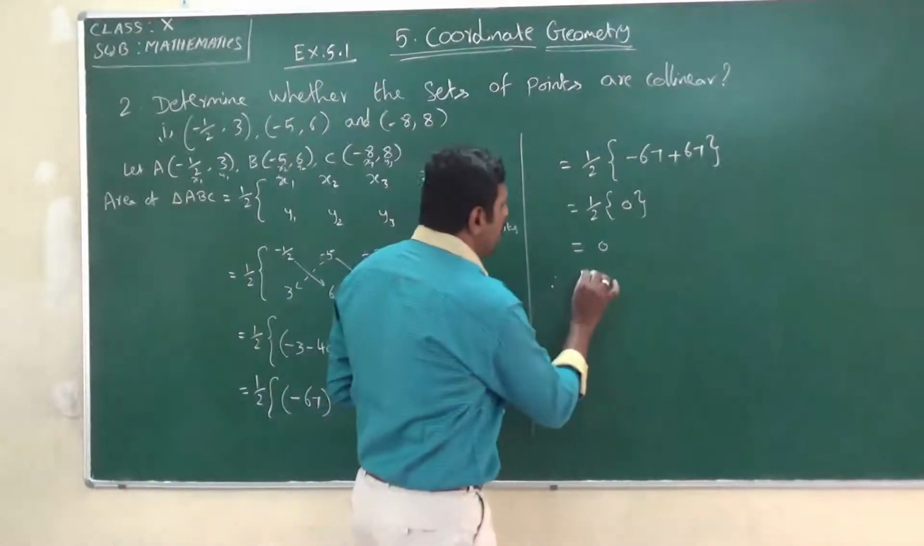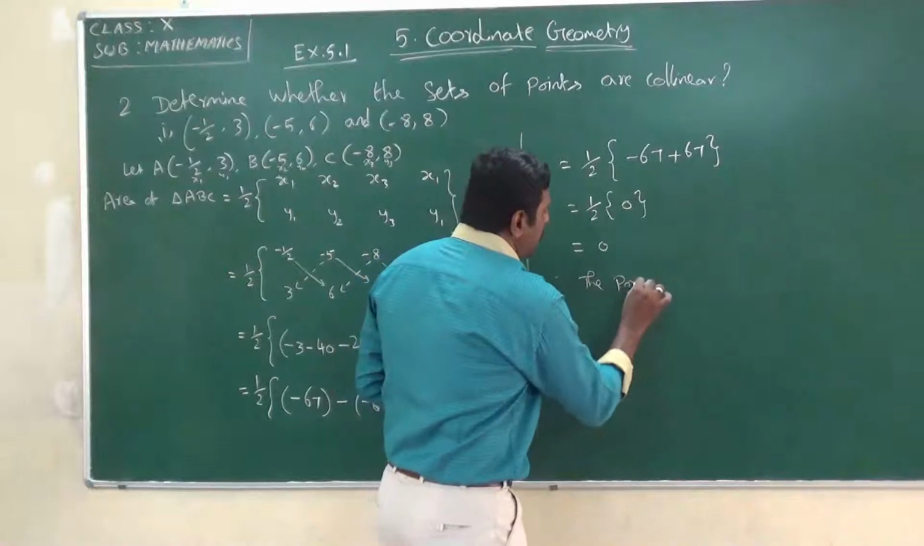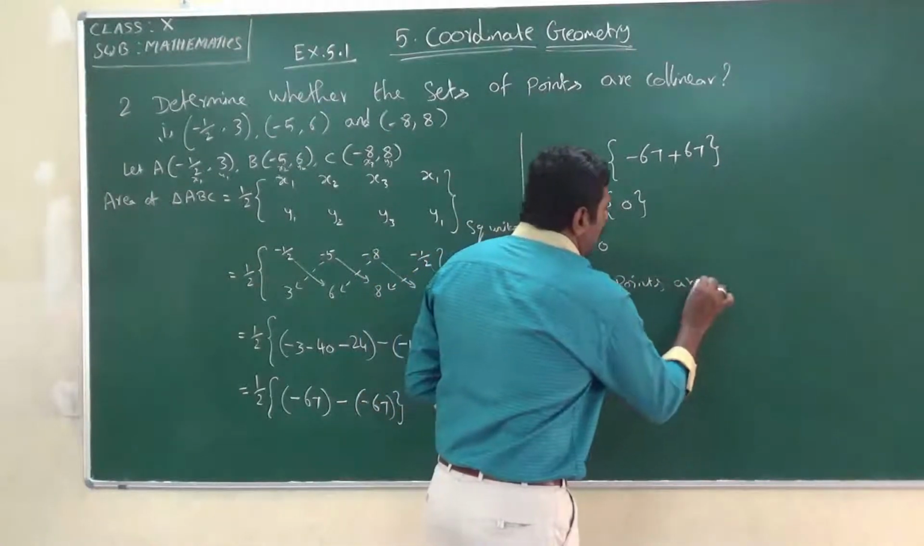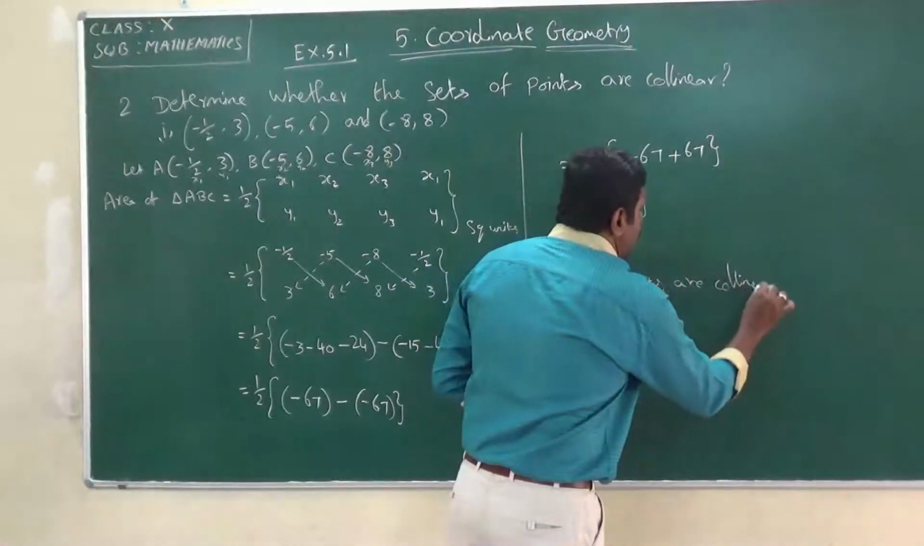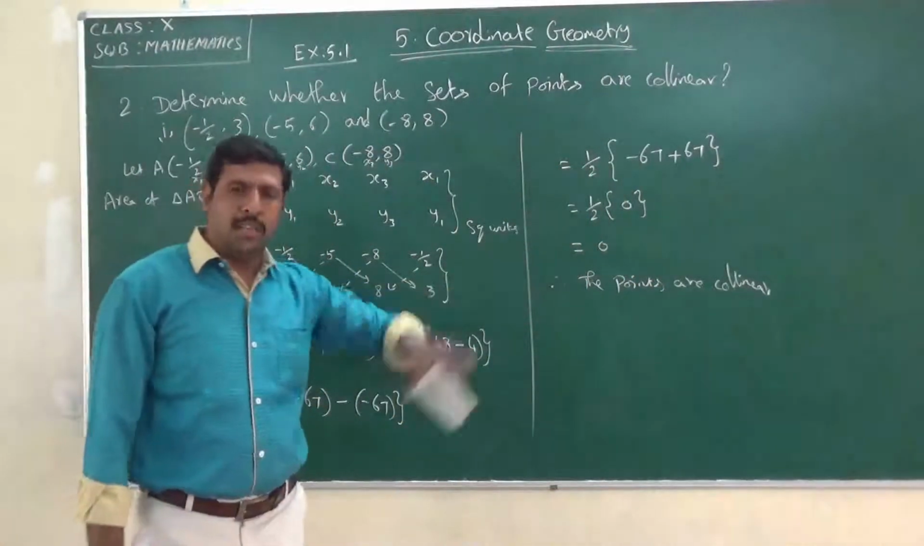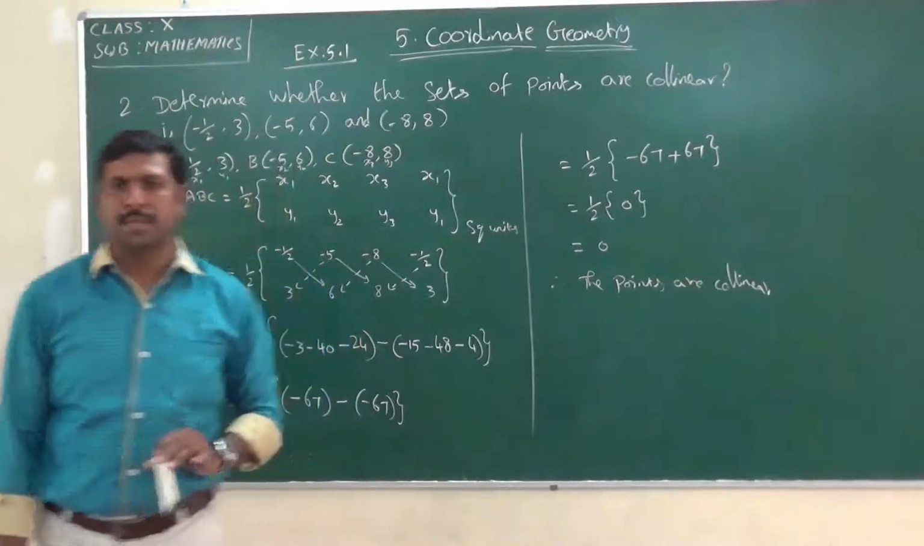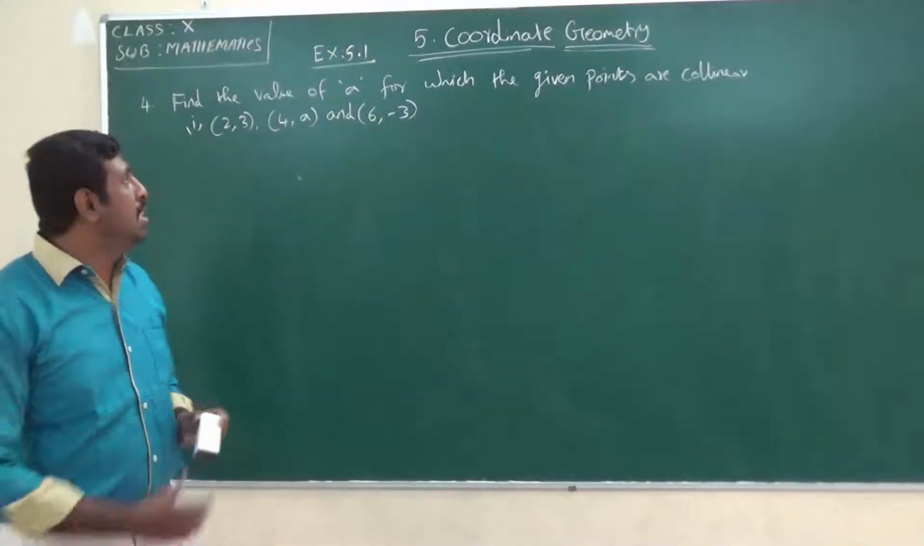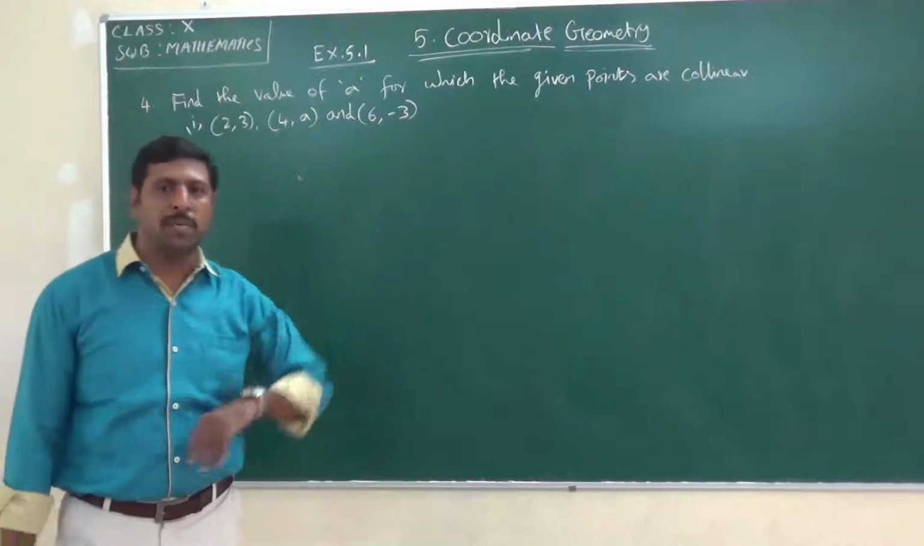Therefore the points are collinear because here the area of the triangle is equal to 0. Then we can say the points are collinear. Students, exercise number 5.1 in coordinate geometry.